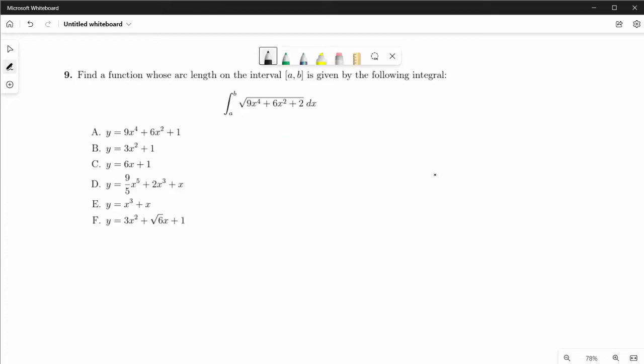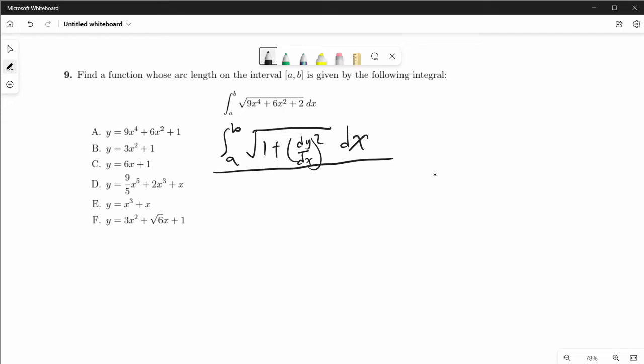For question 9, instead of giving us the function and asking for the arc length, we're giving the arc length to find the function. So for both those problems, we generally want to know the arc length formula. From a to b, it would be the integral of the square root of 1 plus dy/dx squared, dx, right? That's the general arc length formula. So then we can sort of go backwards from here, right? We see the square root, the integration and the dx are all here.